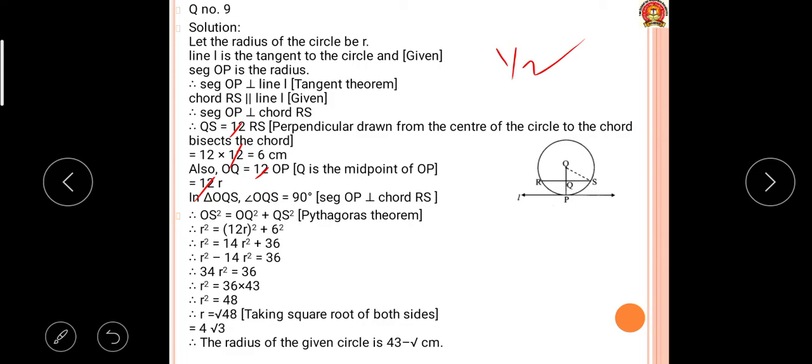Now what is OS? OS is R. What is OQ? Half of R. And what is QS? That is 6 centimeter, which we calculated here. So the half squared gives 1 by 4. So R square minus 1 by 4 of R square is equal to 36.